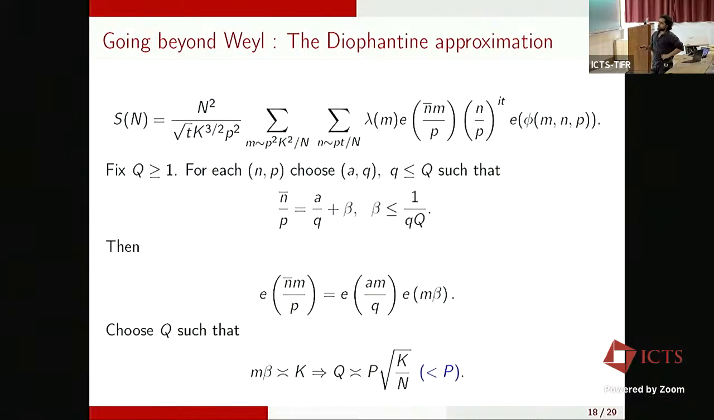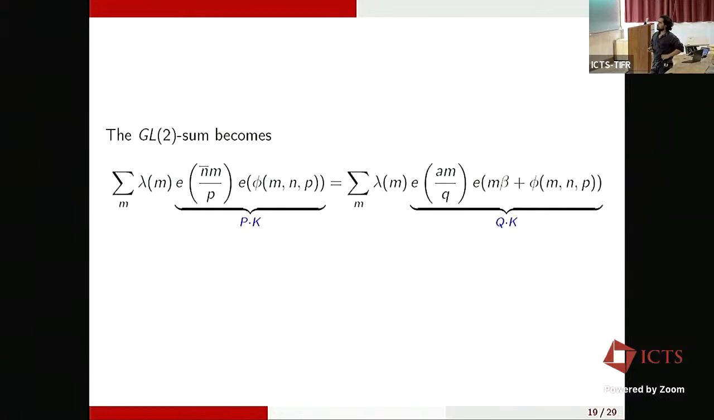And we will choose k to be strictly less than n. So this means that this q is really less than p. And so the analytic part remains the same. So the phi here still dominates m beta here. This means that we have kind of reduced the overall conductor of the GL2 sum.